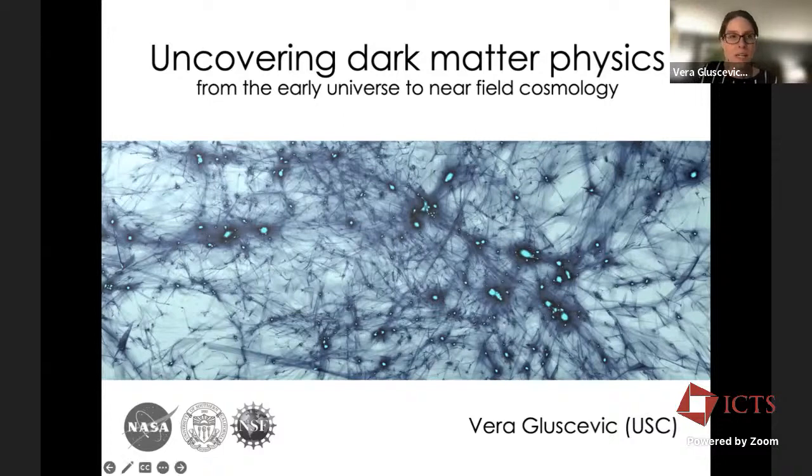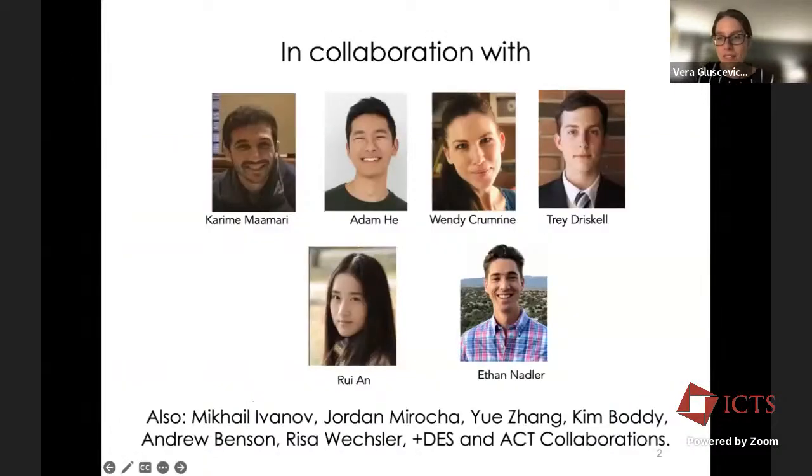And when I say we, I really mean these junior folks who are working in my group at USC, just highlighting the students in the top row, and two amazing postdocs, Ruyan and Ethan Nadler, who's doing a joint position between USC and Carnegie. And then also a whole long list of collaborators who enabled a lot of this work.